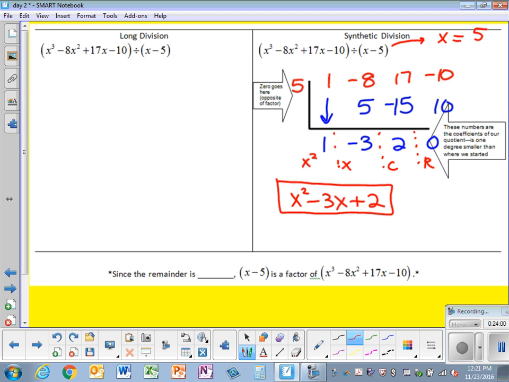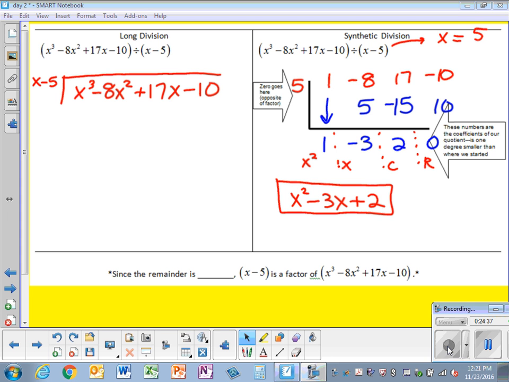We're going to take our divisor and put x minus 5 on the outside. That's the regular divide. I'm going to put a root sign, like that. Then this whole first part, your dividend, is going to go inside. So x cubed minus 8x squared plus 17x minus 10.